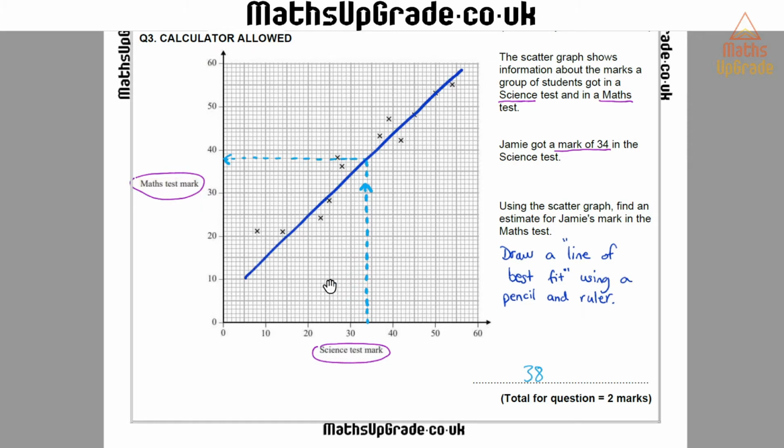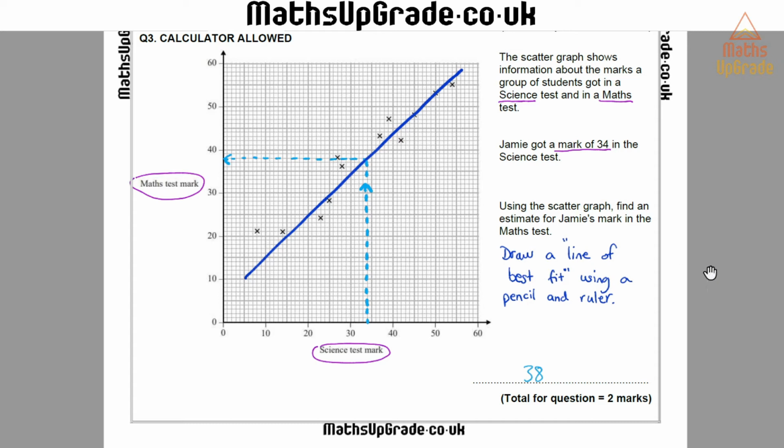What I'm now going to do is look at the mark of 34 in the science test. So here's science test mark on the bottom axis. 34 is here, so go straight up with a ruler vertically until you reach your line of best fit. Then draw a line straight across and read off the value there. So the value I've got on mine is around 38 for my maths test. Yours may be slightly different depending on where you've drawn your scatter graph's line of best fit.